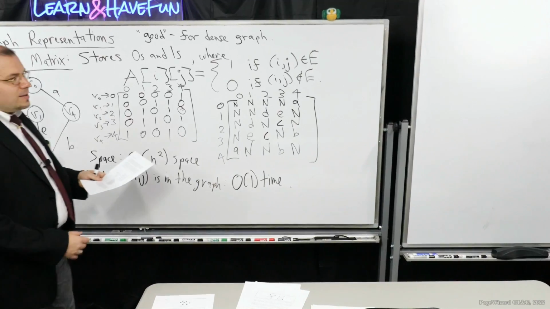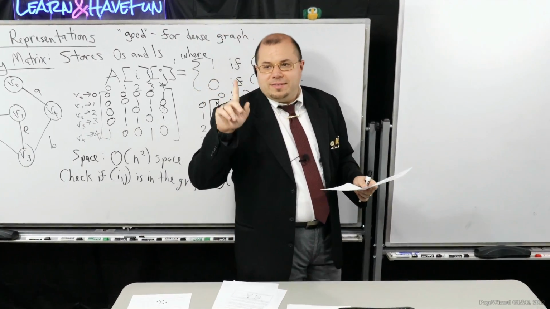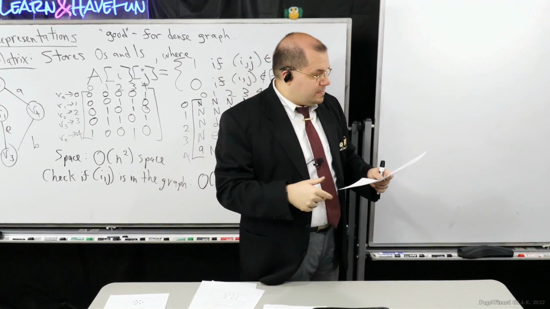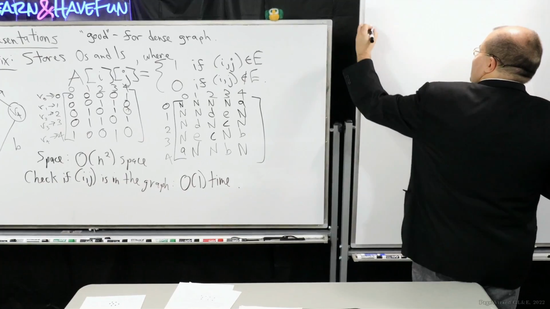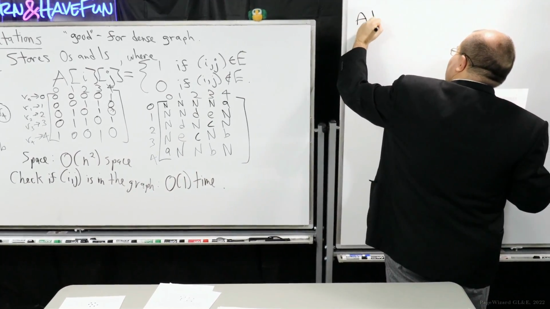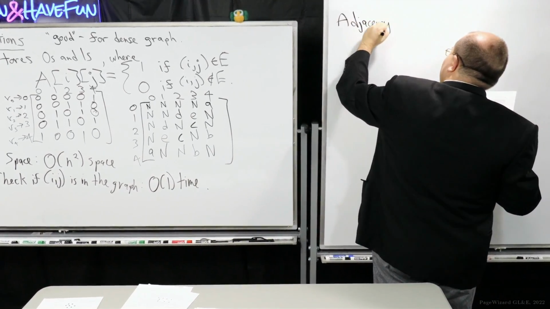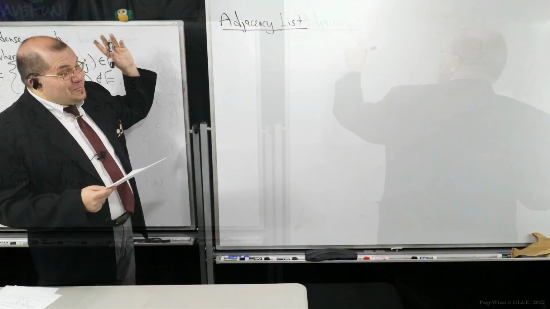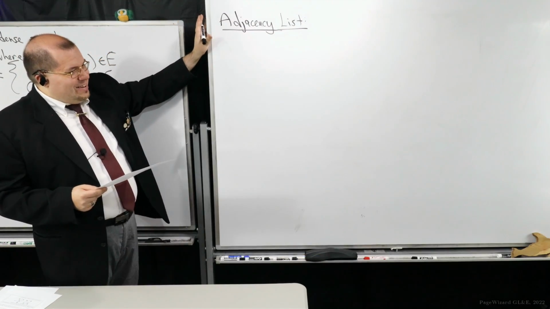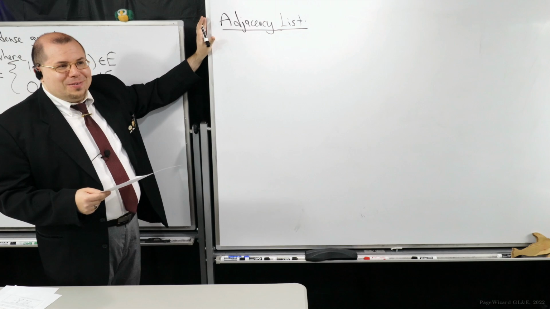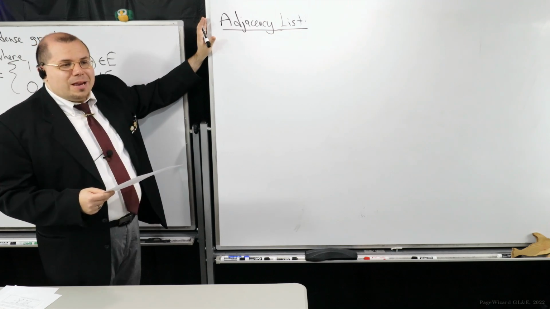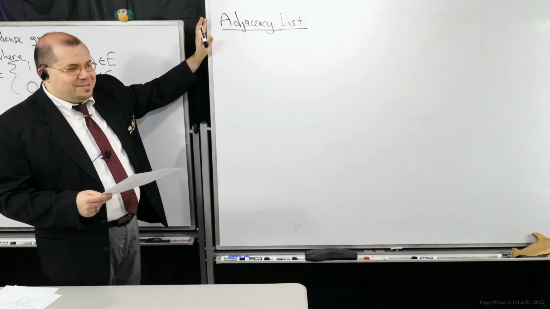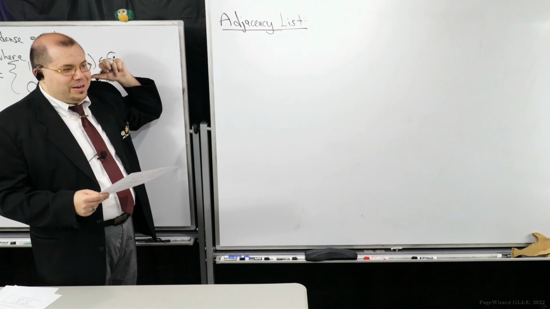So the next representation we're going to talk about is the adjacency list. It attempts to address one of the major issues that we had here. The main objective with the adjacency list is to address this issue that we had over here.